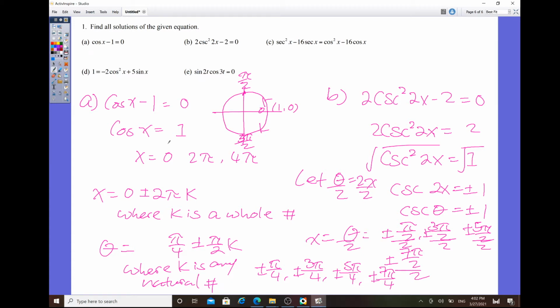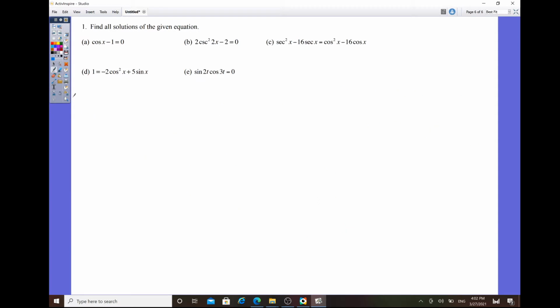And now what about for c? Let me just clear all the annotations. So for c, we have secant squared of x, which we rewrite as 1 over cosine squared of x, minus 16 over cosine of x, equals cosine squared of x minus 16 cosine of x.